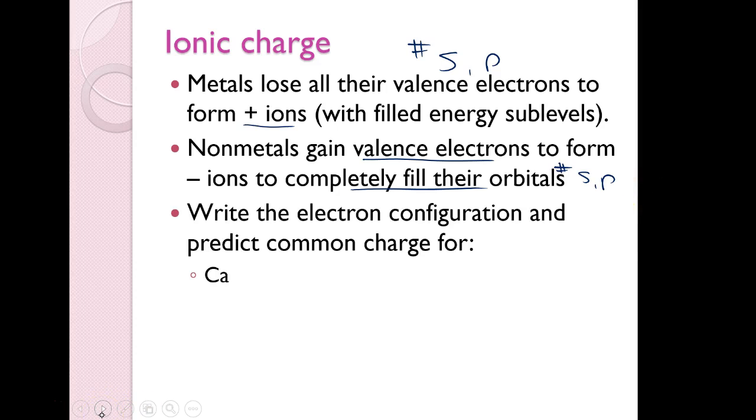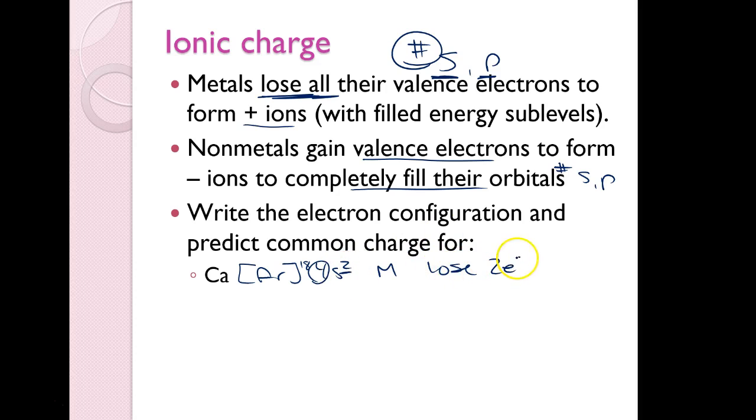And so if I was to write the electron configuration for the common charge for Ca, it is argon 4s2, and it is a metal. And since it is a metal, I'm going to look at it losing all of its S's and all of its P's with the highest number in front. Well, the highest number in front is 4. So it's going to lose these 2 electrons and get a positive 2 charge, okay, because it's a metal.